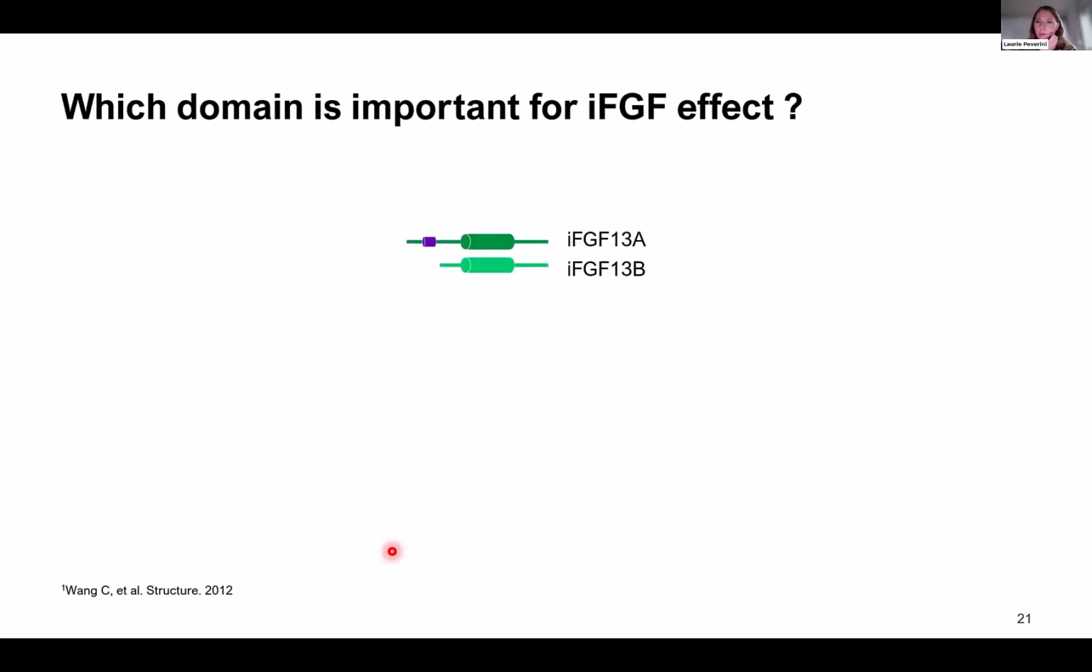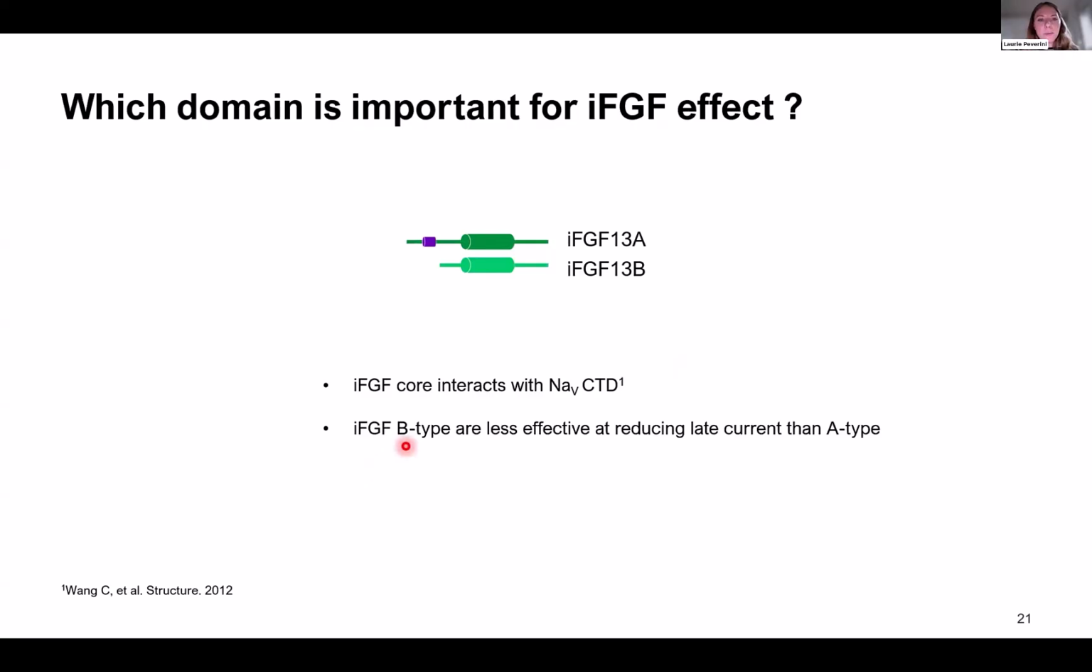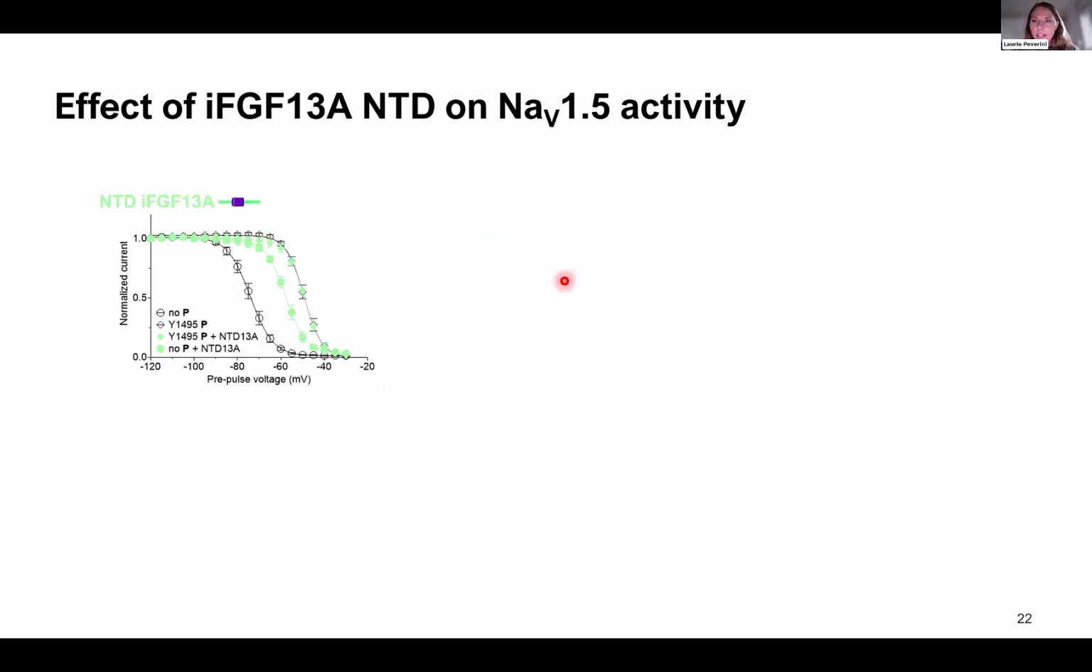And then finally, we wanted to interrogate the importance of the N-terminal domain of FGF. We know from the literature that it is the core of these proteins that interacts with the C-terminal domain of the voltage-gated sodium channel. We have seen in our experiments that the B-type seems less effective at reducing late current than the A-type. So we were wondering what the importance is of this N-terminal domain, which differs between the A and B-type. To study that, we co-expressed the phosphorylated and non-phosphorylated constructs with a peptide that corresponds to the N-terminal domain of FGF13A.